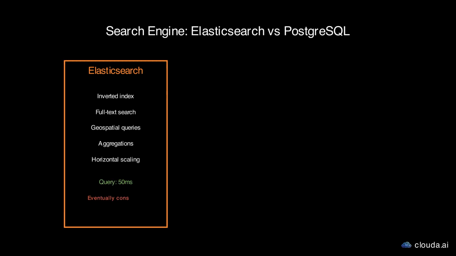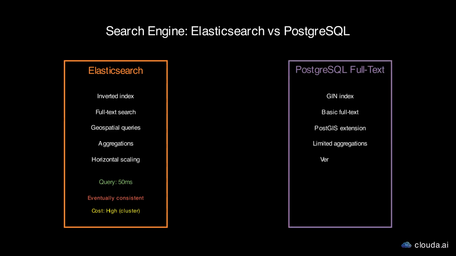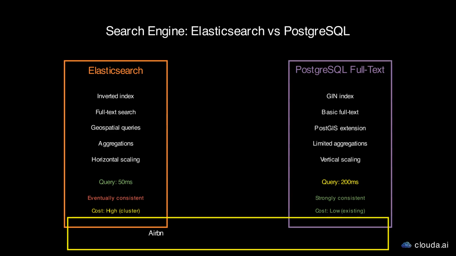The first major trade-off for search is Elasticsearch versus PostgreSQL full-text search. Elasticsearch uses inverted indexes optimized for full-text search, geospatial queries, and complex aggregations. It scales horizontally and delivers queries in 50 milliseconds. However, it's eventually consistent and requires a dedicated cluster, increasing cost.